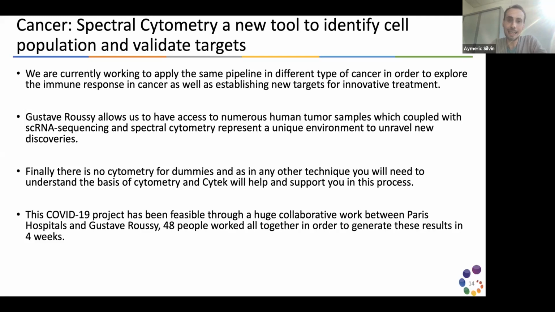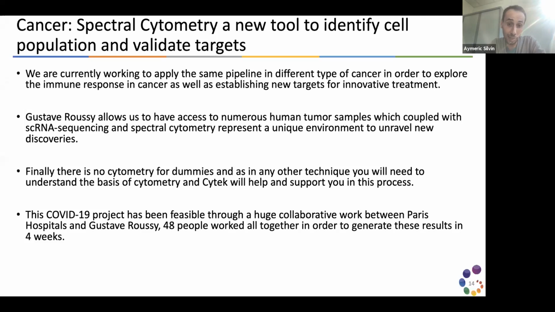And finally, here, we used the Aurora, and I used to do conventional cytometry. I used to do 16 colors, and it was already quite difficult to compensate the samples. I would say that the Aurora is so much simpler. After, I'm sorry to say, there is no cytometry for dummies.